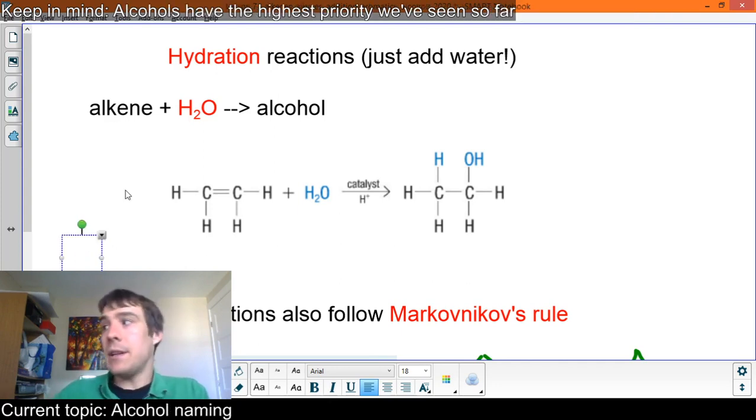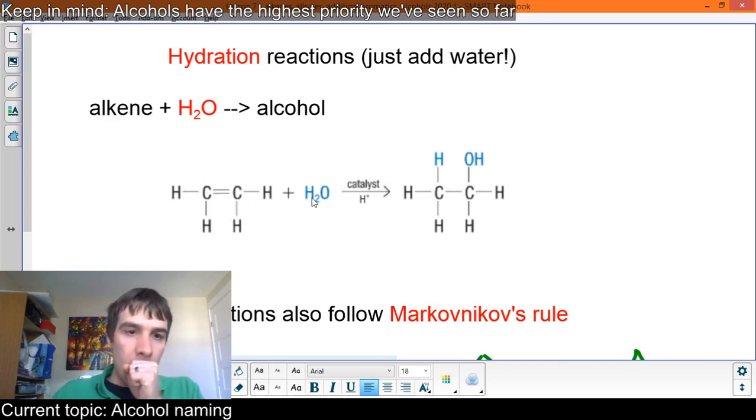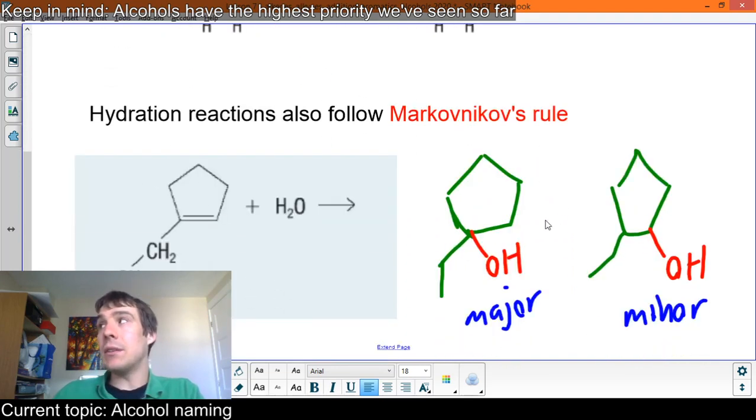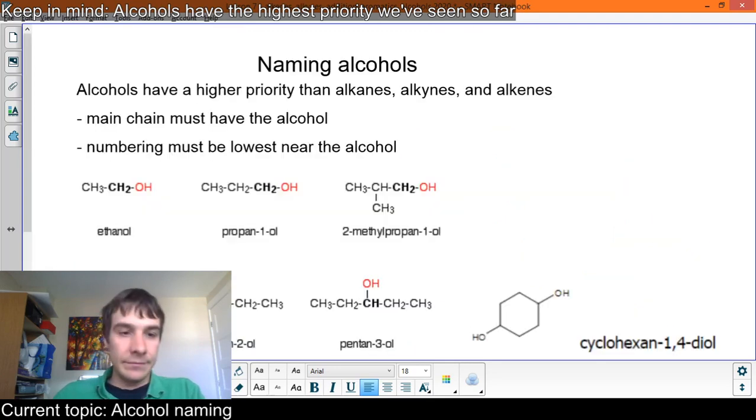A quick callback for alcohols, back to hydration reactions, which are a form of addition reaction because there's no byproduct. We're just adding the water straight to the alkene. We make it by adding H2O with a catalyst, usually a weak acid. They follow Markovnikov's rule. We get a major and a minor product. Let's talk about naming these things. So alcohols have the highest priority we've seen so far, which means that the main chain must have the alcohol and the numbering must be lowest near the alcohol.